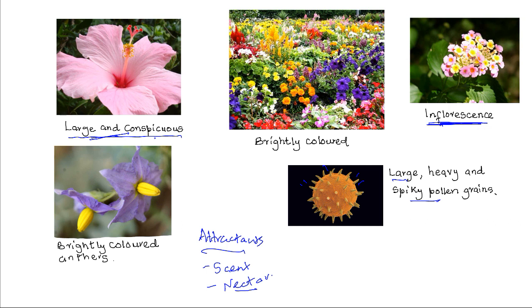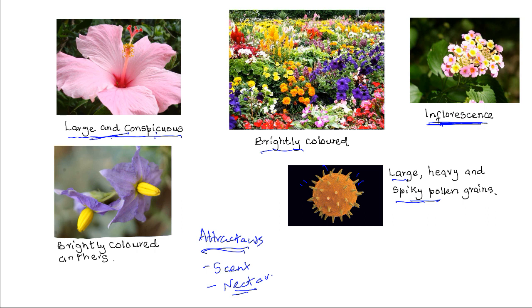So we have those general characteristics of insect-pollinated flowers, that is, they're large and conspicuous, they have attractants, the scent and the nectar, they're brightly colored, and the pollen grains they produce are large, heavy, and they have spiky hairs to enable them adhere or attach to the insect's body.